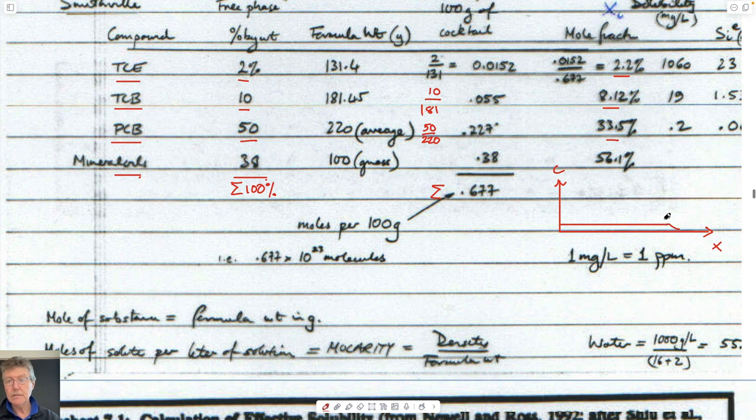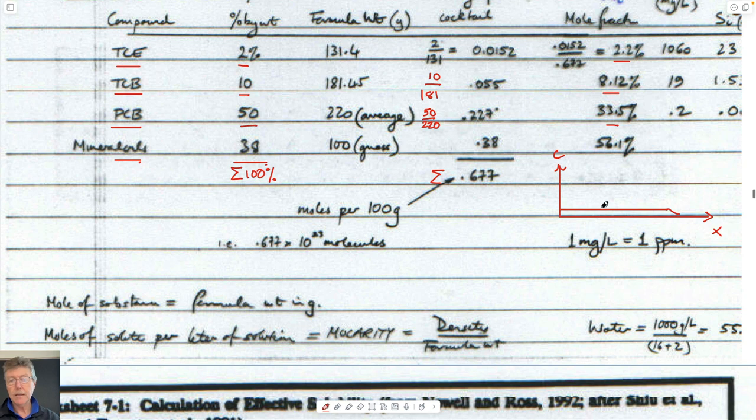I can't see this. I guess TCE is the biggest of them. So I'm off the page, so I can't see. So they'd be differing magnitudes as they go down gradient, right? This would be the effective concentration of TCE, ppm. This would be the effective concentration of TCB, which would be 1.5 ppm.